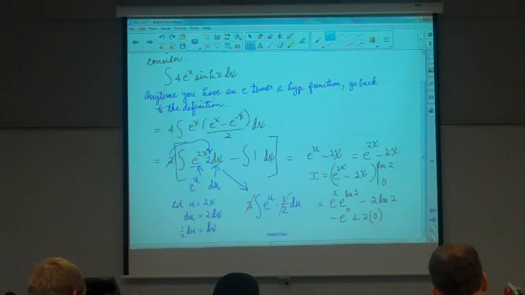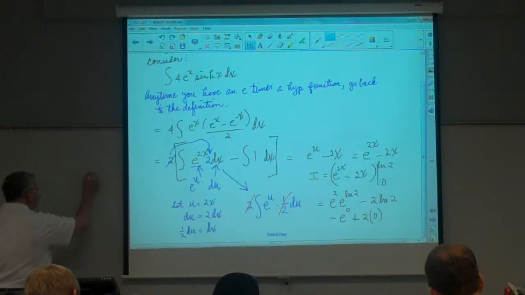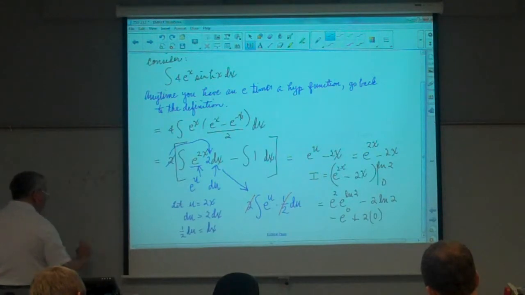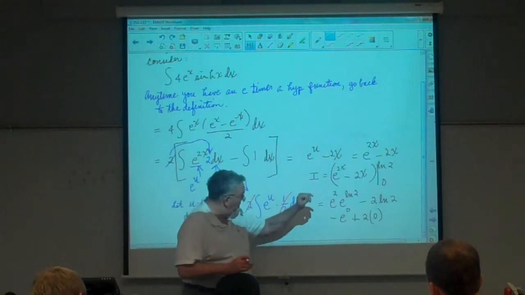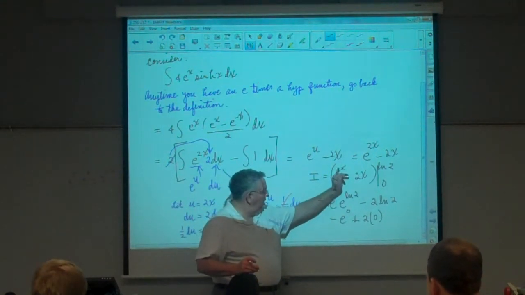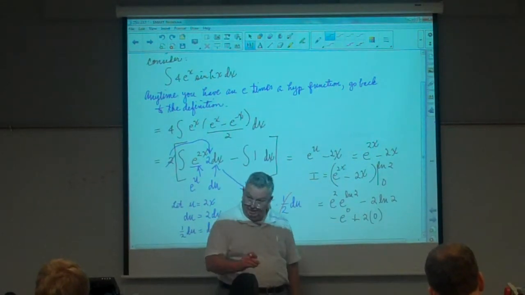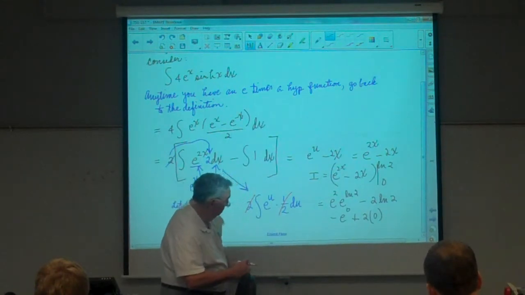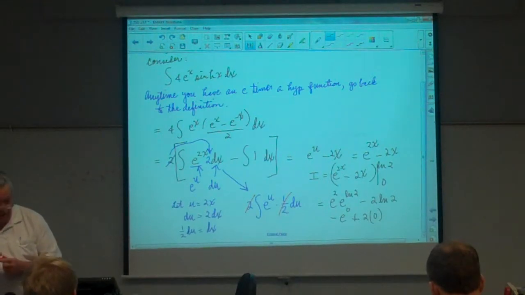Would you just do it? If you have 3 to the 5th times 3 to the 4th, isn't that 3 to the 5 times 4? And I'll now do it in reverse. This is e to the 2 times x. So that would mean I just multiply. Everybody okay with that? Okay?